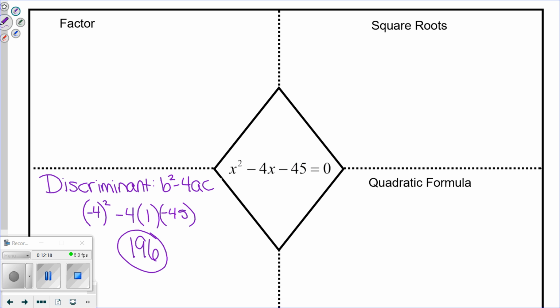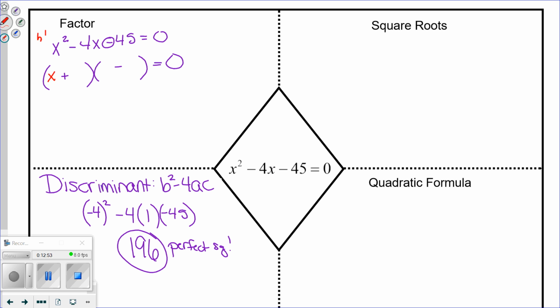All right. So is 196 a perfect square? Yeah, it's a perfect square. Yay, perfect square. That means it will factor. Okay, so let's come up here. So x squared minus 4x minus 45. Is there a GCF? Nope. So no GCF. So I'm going to go ahead and open up my parentheses. What are my signs? The last one is negative, so plus and minus. Options for A: 1 and 1. So I have 1x and 1x. Options for C.